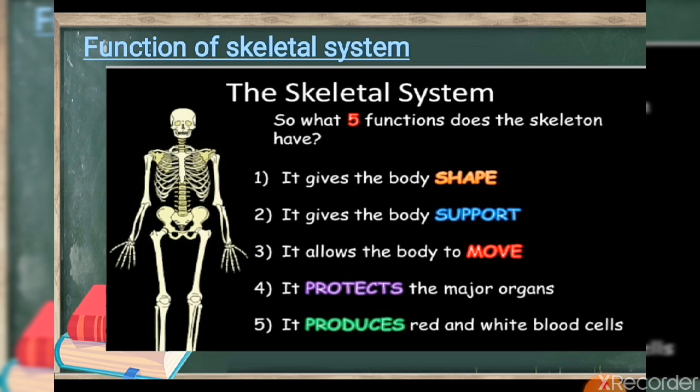So what functions have we seen? It gives shape to the body, it gives the body support, it allows the body to move, and it protects the organs. And it also produces red and white blood cells. When I give the structure of bone, at that time I will tell you how they produce them. Okay, so these are the main five functions of the skeletal system. Got it?